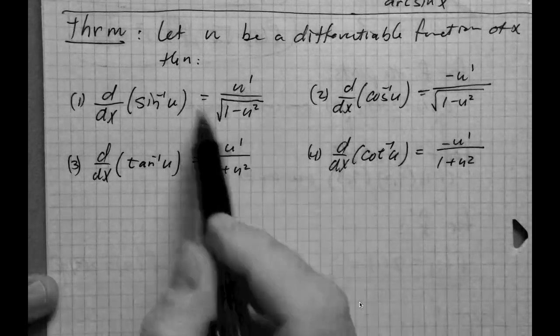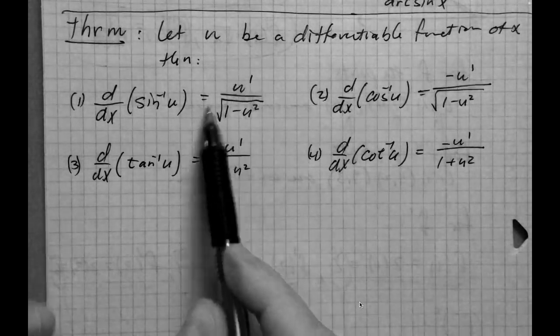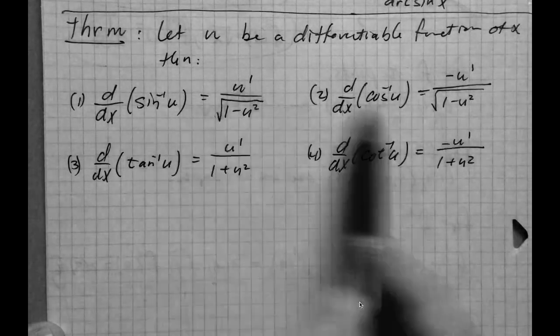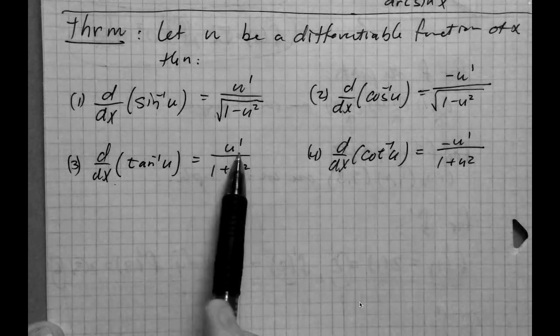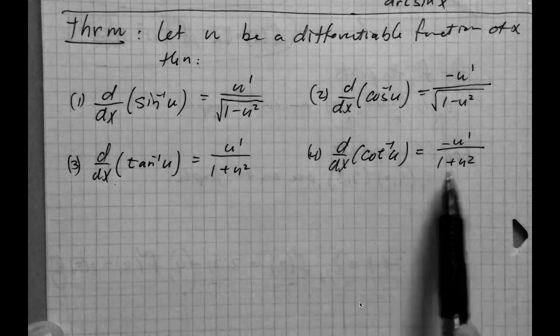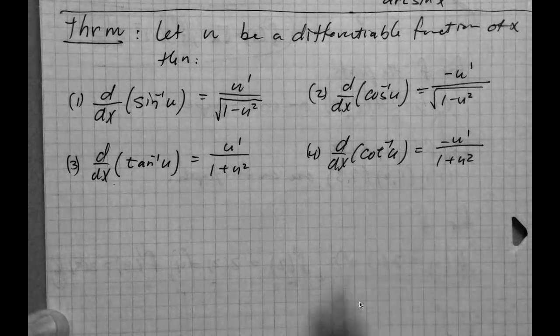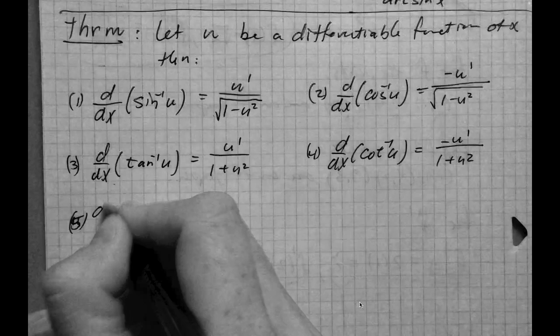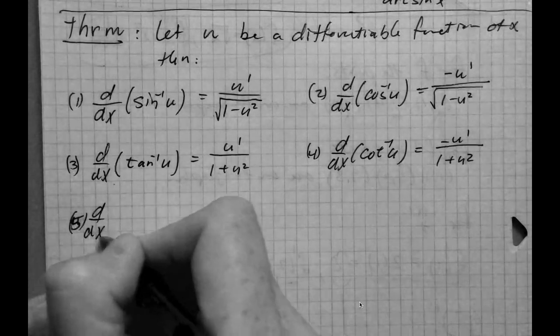All right, so you can see there's a lot of symmetry here. You've got u prime over the square root of 1 minus u squared, and negative u prime over the square root of 1 minus u squared. That's sine and cosine. Tangent and cotangent would be u prime over 1 plus u squared, and then negative u prime over 1 plus u squared. And we'll see for secant and cosecant.